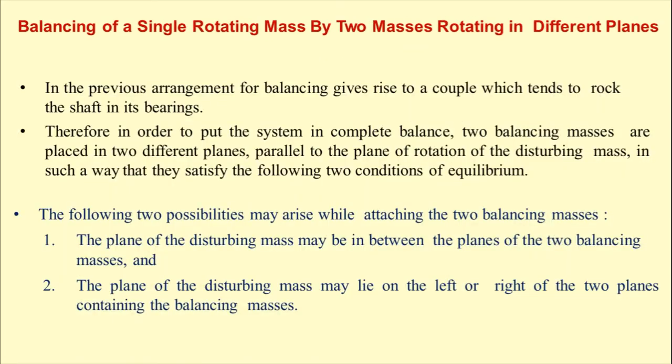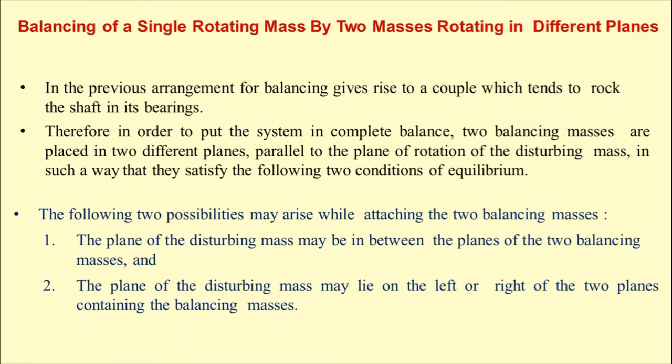Next situation, that is balancing of a single rotating mass by two masses rotating in different planes. The previous arrangement for balancing gives rise to a couple which tends to rock the shaft in its bearing. Therefore, in order to put the system in complete balance, two balancing masses are placed in two different planes parallel to the plane of rotation of the disturbing mass in such a way that they satisfy the following two conditions of equilibrium. Now what are they?